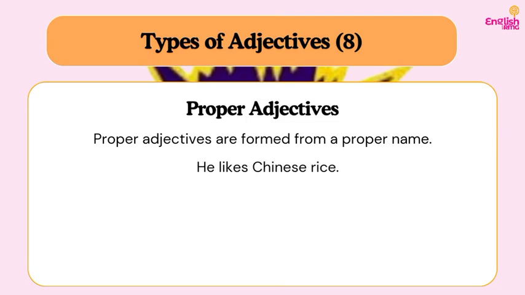For example, we have: He likes Chinese rice. You can see that the C is capitalized, regardless of the fact that it is in the middle of the sentence. So all proper adjectives should be capitalized as well. I am a Nigerian lady. N is capitalized because it is a proper adjective. Do you understand? So we could also have another example.